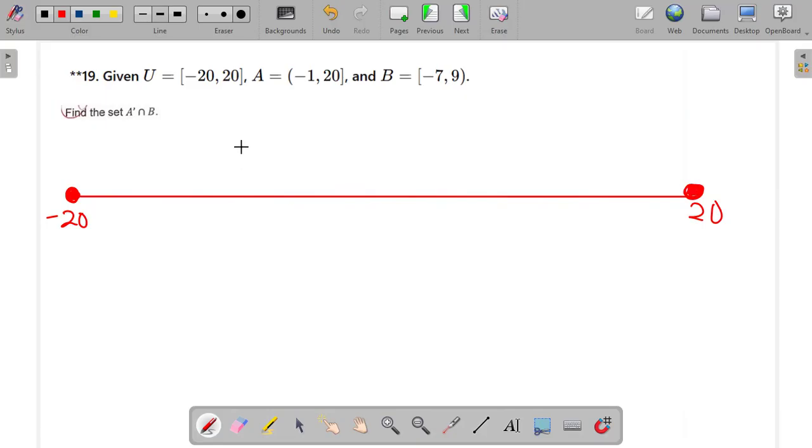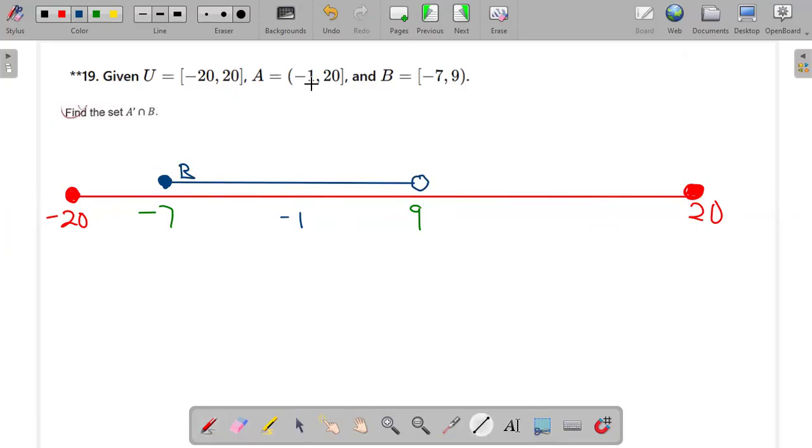And then A is minus 1 to 20, B is minus 7 to 9. So minus 7 to 9 can be somewhere there. Minus 1 to 20 can be somewhere. Oh, the 20 is already there. So my set B is from minus 7 all the way to 9. The minus 7 is included because there's a square bracket here. Here there's a curved one, so the 9 is not included. So this is my set B.